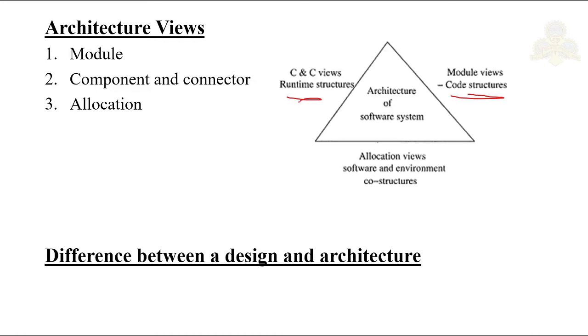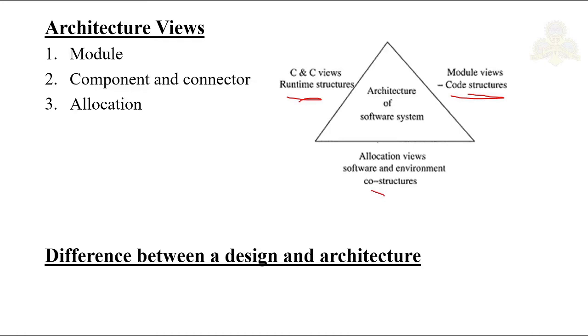The last one is the allocation view. It says software and environmental core structures. This allocation view focuses on how the different software units are allocated to resources like your file system, your hardware, and the people. It will also give properties like which process runs on which processor and how the system files are organized in a file system. Getting it?